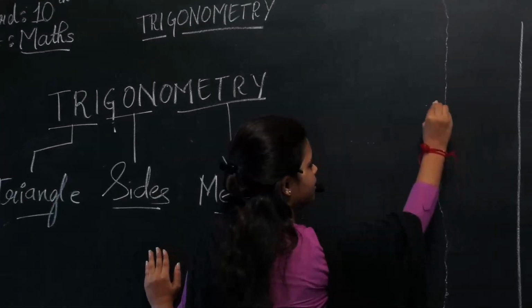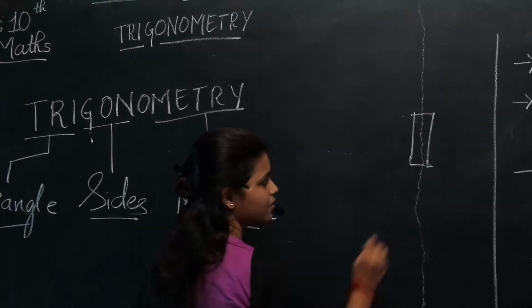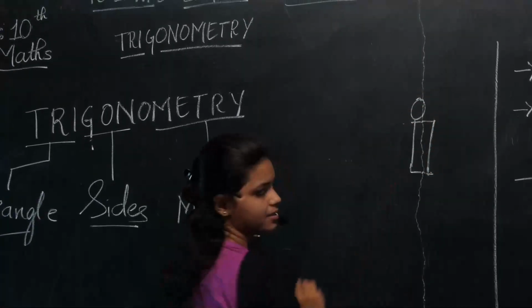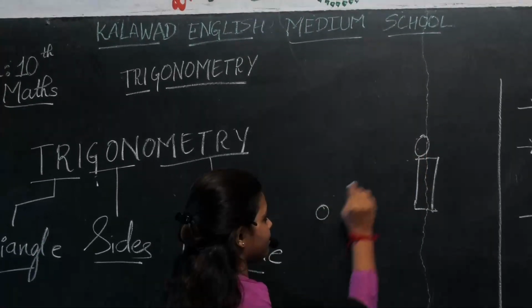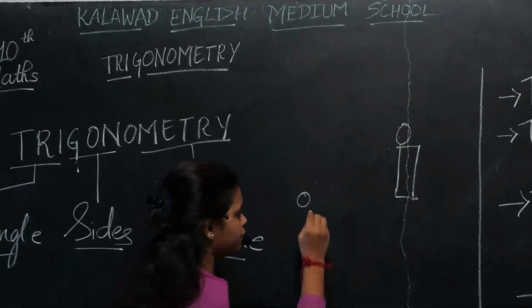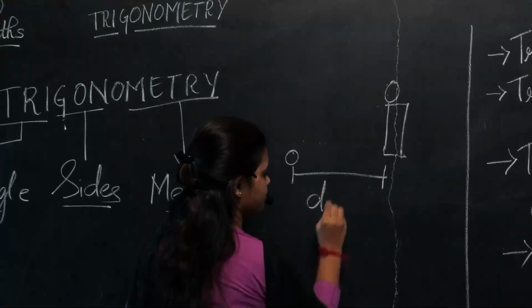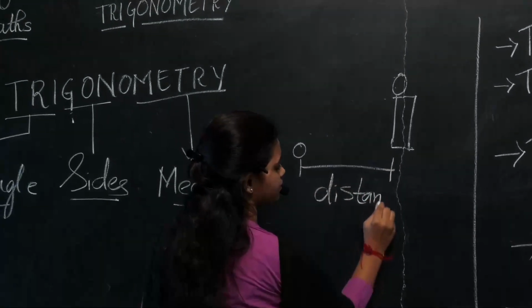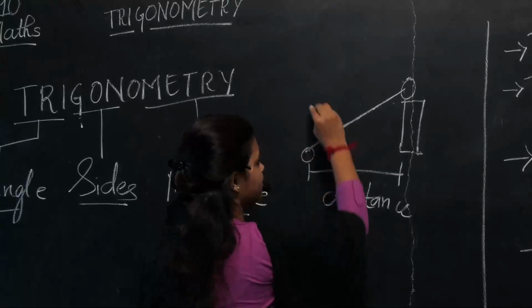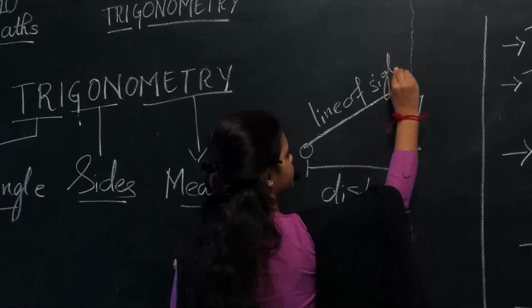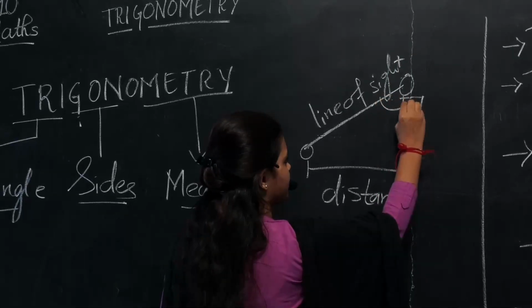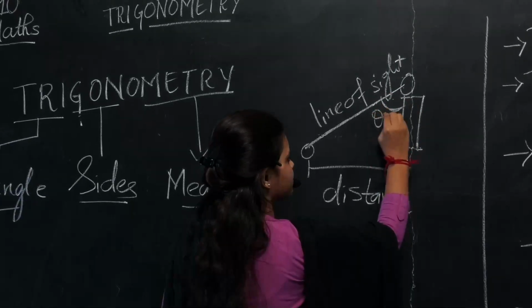For example, here is some building. One object is here. He wants to find the angle and the distance between this. Then how will you find the distance of this and the side? This is called line of sight. And the angle made, that is called theta.